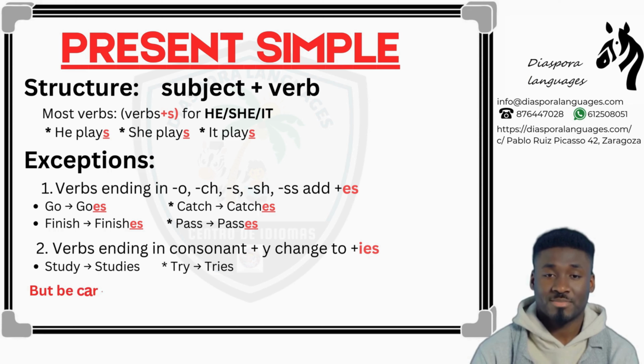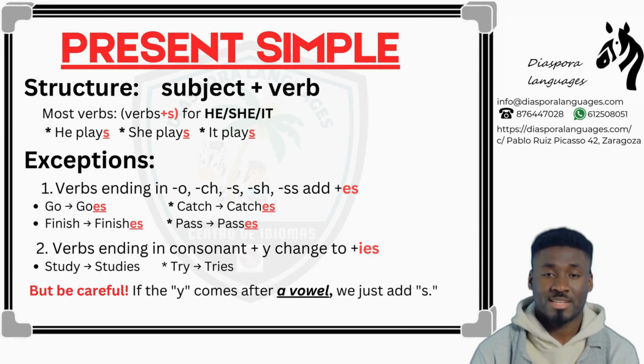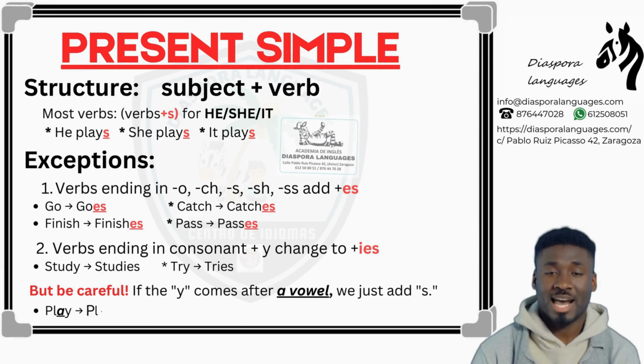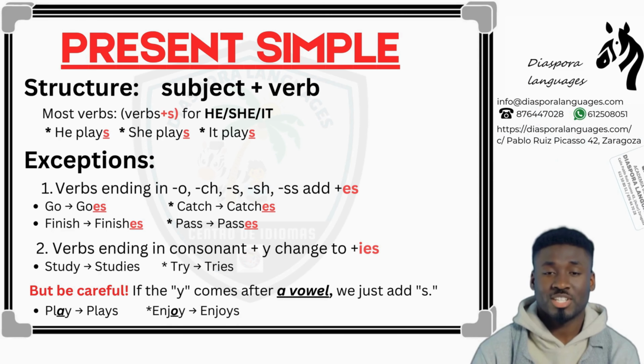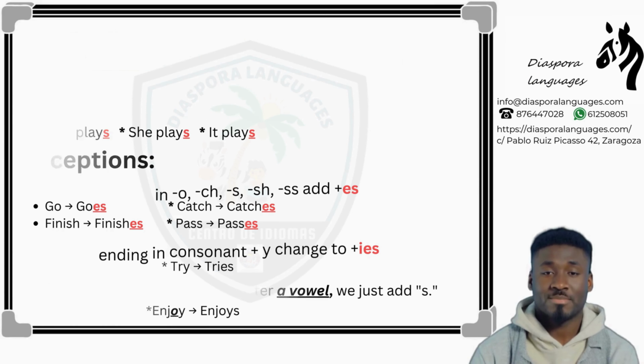But be careful. If the Y comes after a vowel, we just add S. So for verbs like play, we maintain the Y and add S, so it changes to plays. The same with enjoy, which changes to enjoys. These small changes make a big difference, so make sure to remember them.